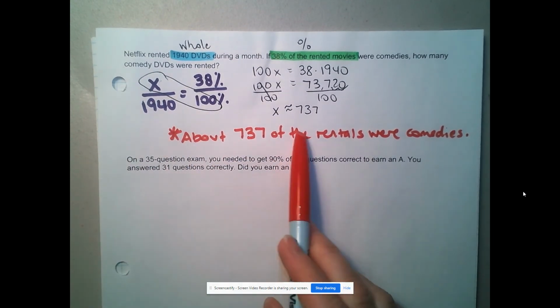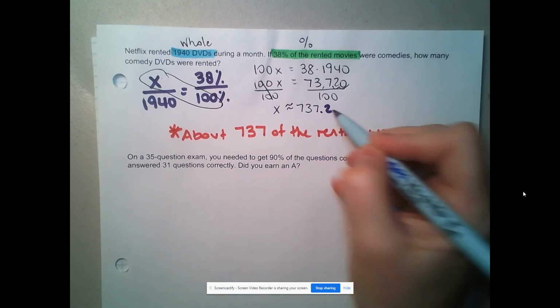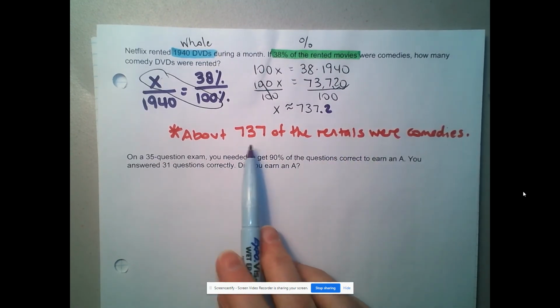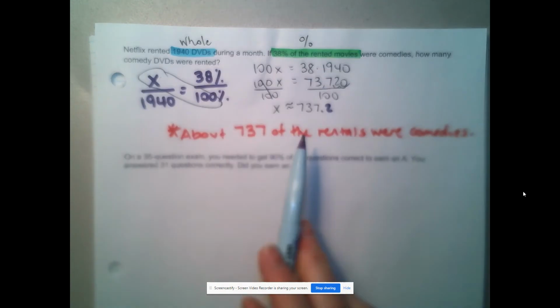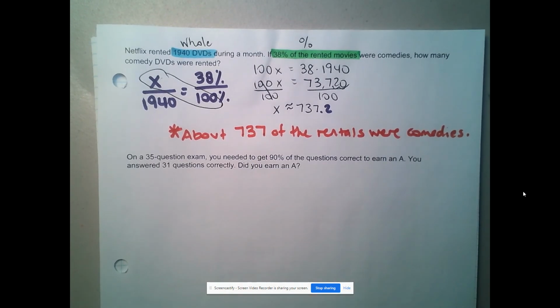Now, if you wrote 737.2 up here, your final answer would need to have the whole number. And either way, that would be fine as long as your final answer makes sense. You can't rent 0.2 of a movie.